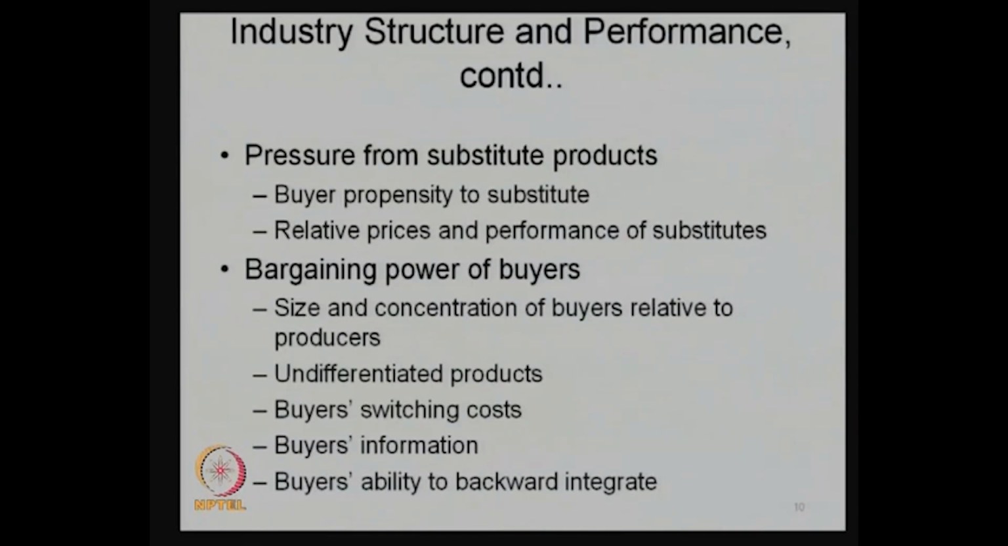So, when we say bargaining power of buyers, we talk about different things. The first thing is the size and concentration of buyers relative to the producers. If the number of buyers of the products sold by a group of companies in the industry is very limited, that means no other buyer is going to be there, then the supplier depends only on that particular buyer, which means the buyer has the advantage over the supplier. So, that is going to be difficult.